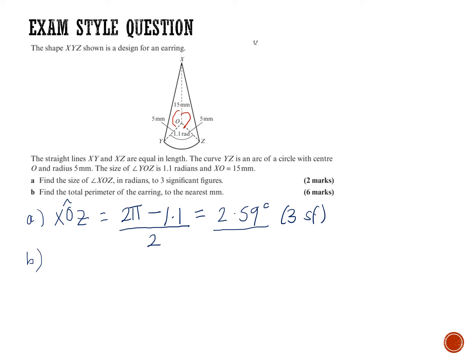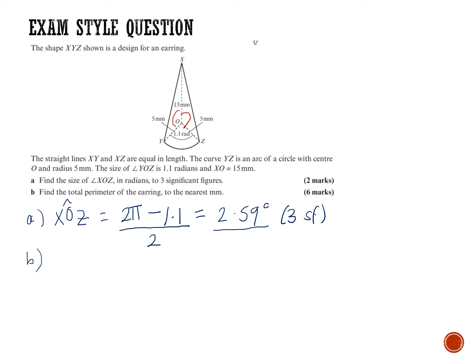Let's have a look at what part B is. This is the majority of the marks for the question. So part A would be some working taken away from 2 pi, that sort of thing, and then an answer mark. Find the total perimeter of the earring. So total perimeter, we're talking from X to Y, from Y to Z, from Z back to X. So we're talking about all of those 3 things.